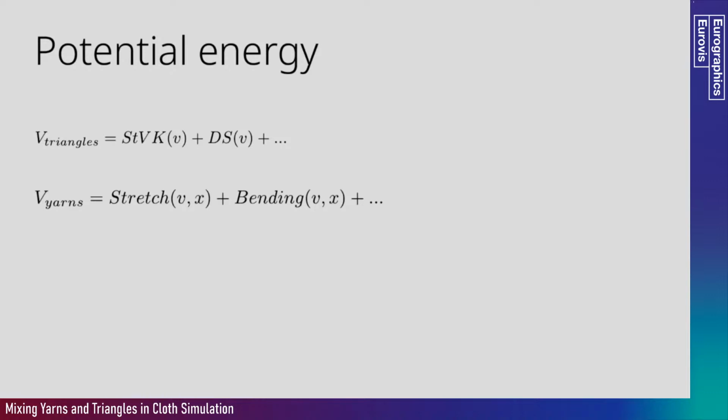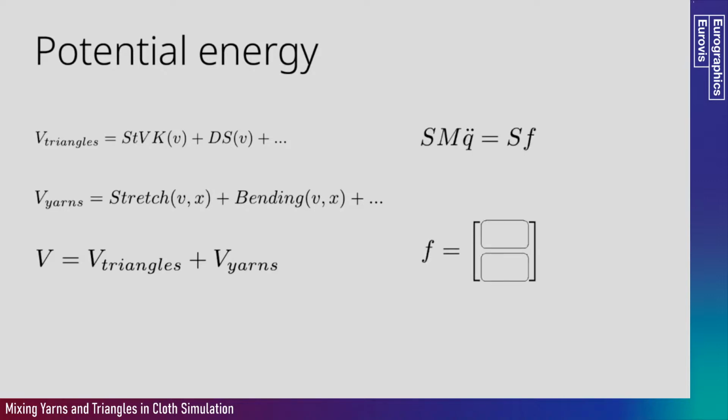We follow a similar process for the potential energy, which is a blended sum of triangle-based potential energies and yarn-based potential energies. Taking the gradient with respect to the generalized coordinates, we obtain the generalized forces of the system. Again, triangle forces affect only the triangle term, while the yarn forces affect both the triangle and yarn terms. The full details of the equations are given in the paper.